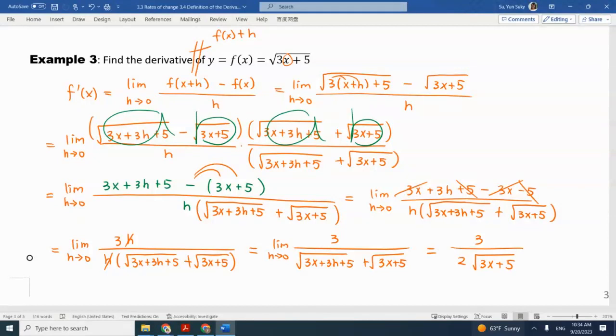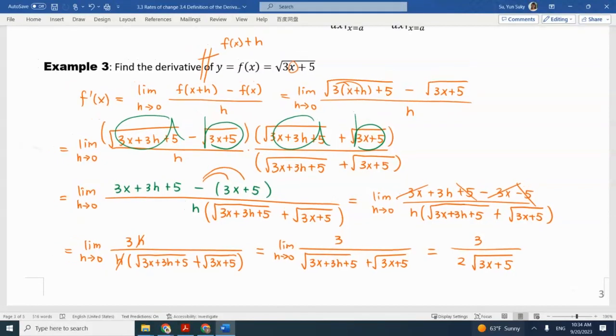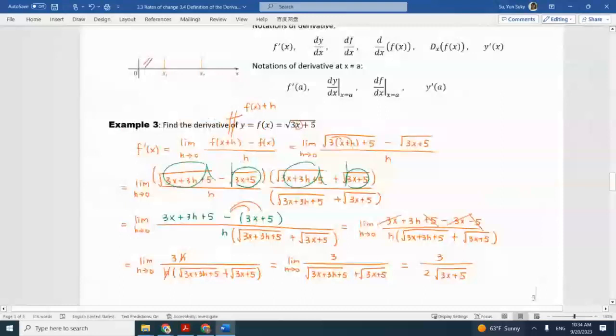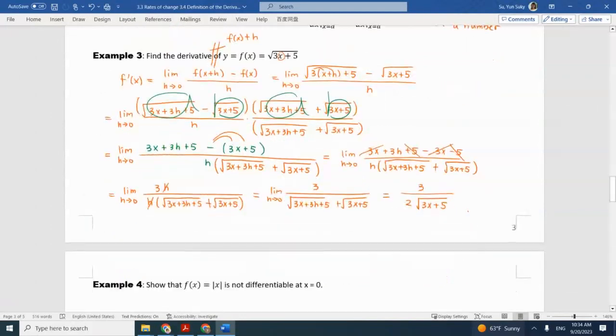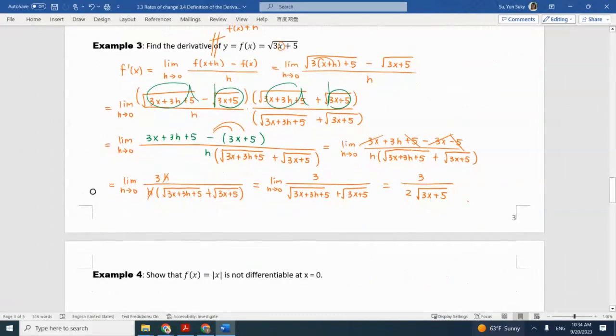You see, the derivative is a function of x. Okay, everybody? So at a different point, you get a different slope of the tangent line. So this is a function of x, like the previous definition. Here, the derivative, you get a function of x. And when you plug in x equals a number, then you get a number. Okay, everybody? So that's the answer of example 3. Any questions?